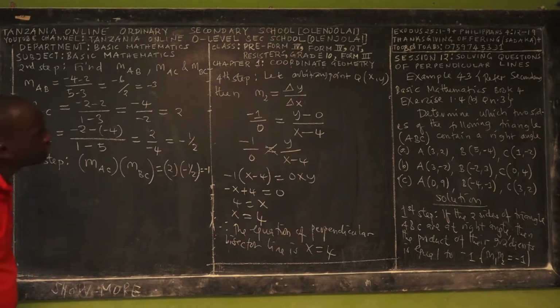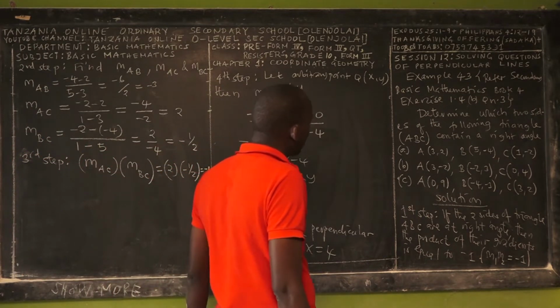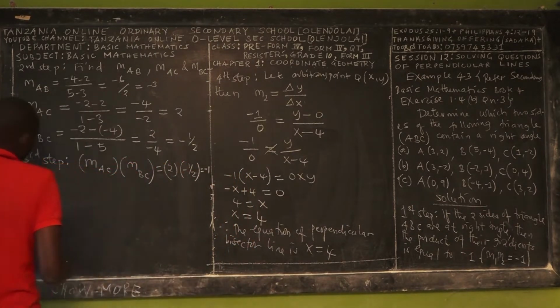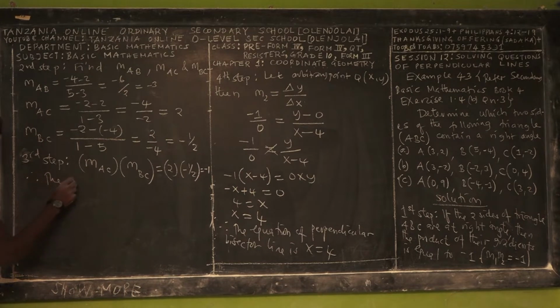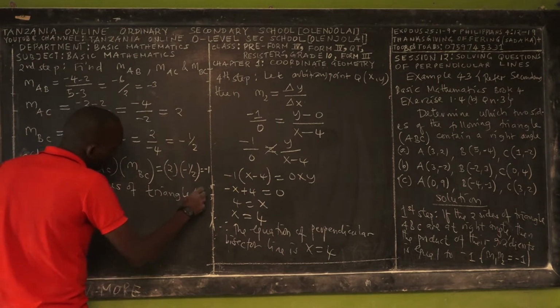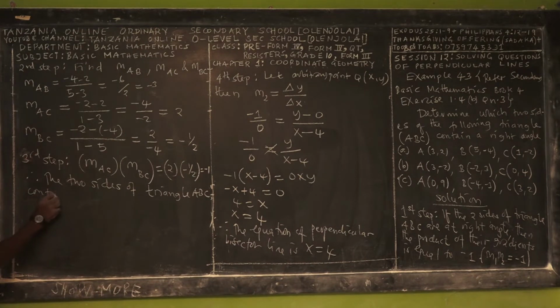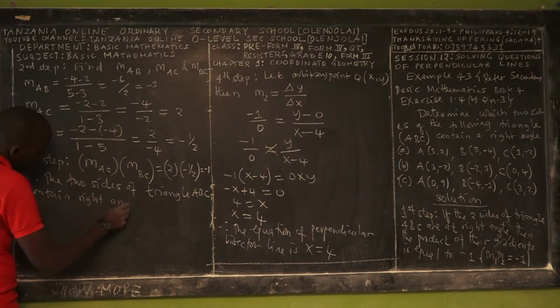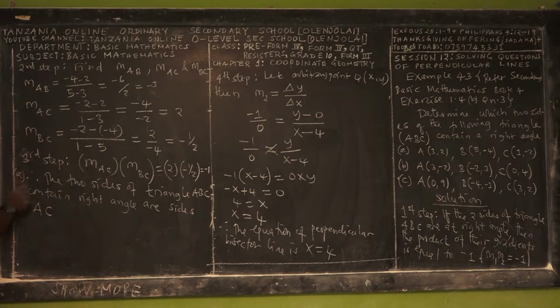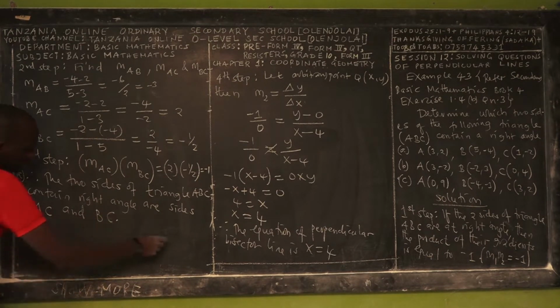So we were asked to determine which two sides of triangle ABC contain a right angle. Therefore, the two sides of triangle ABC that contain the right angle are sides AC and BC. So this is the answer for Roman A.